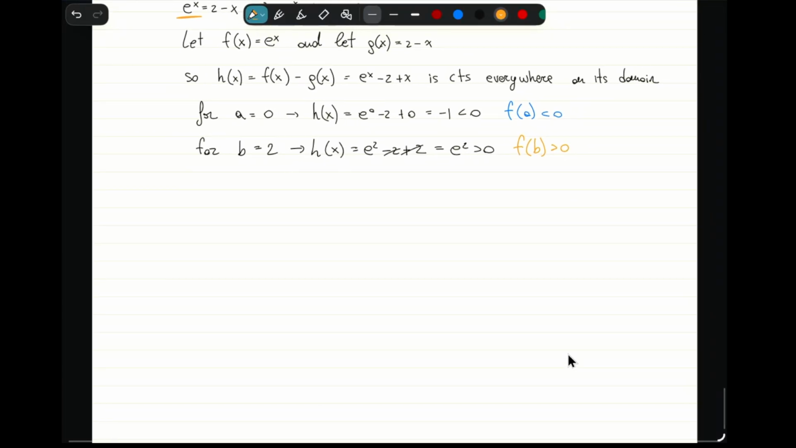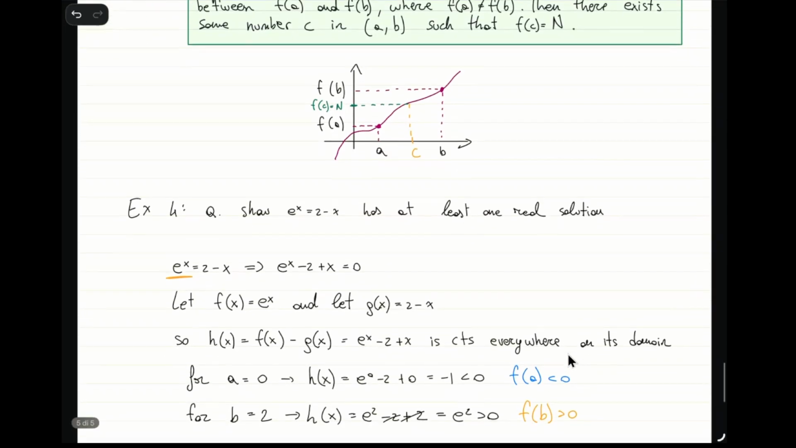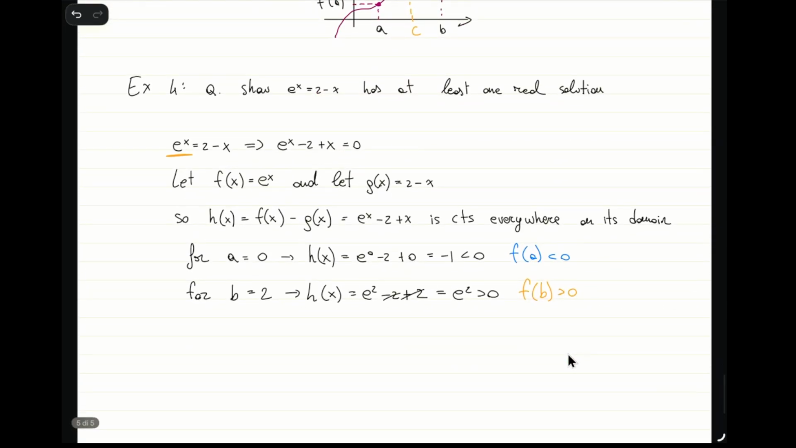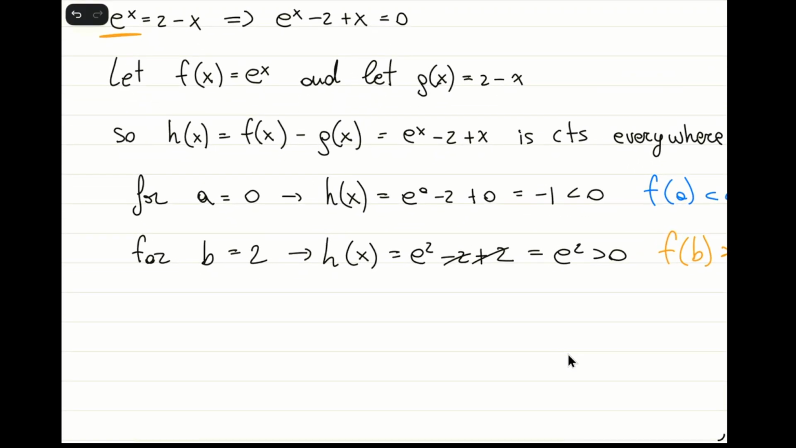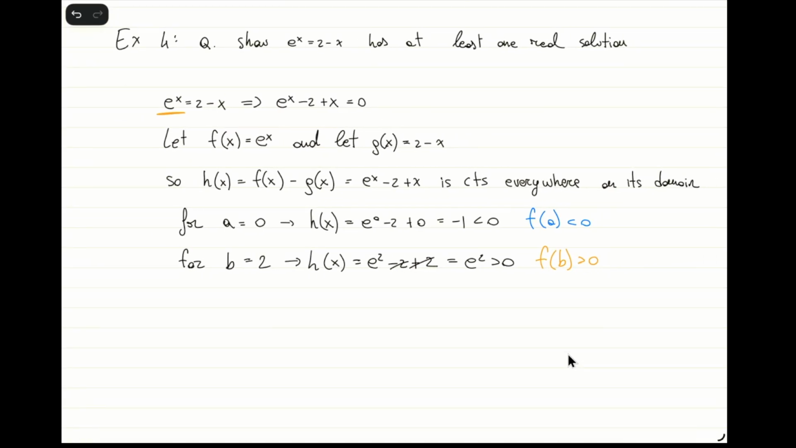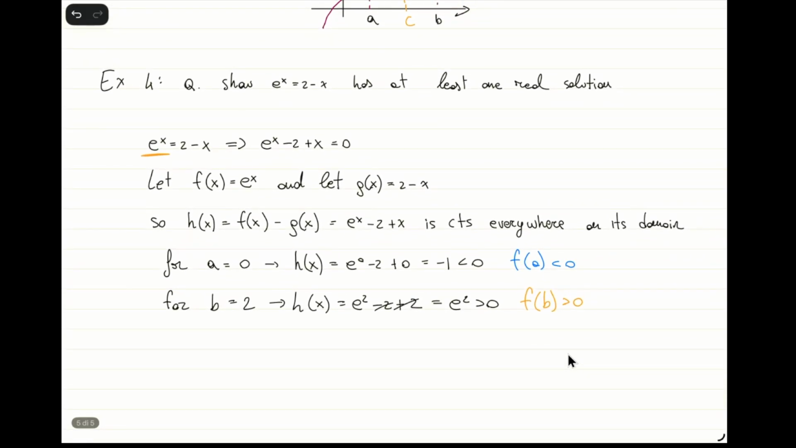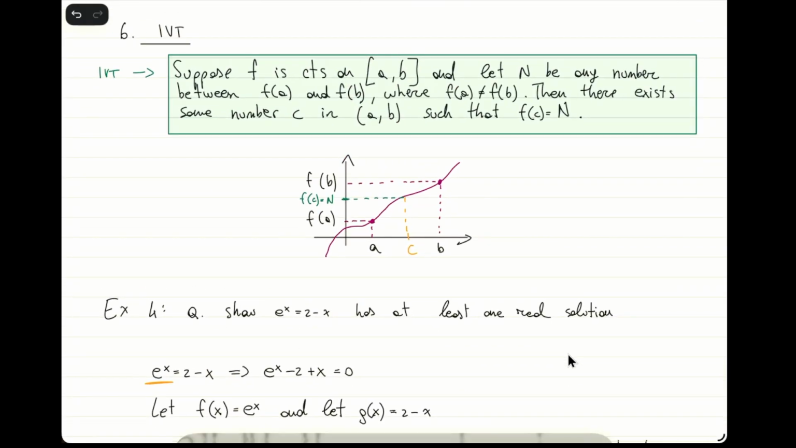We know the function is continuous. So what does this mean? Well, this means if the function is continuous at one point, which in this case could be x equals 0, I'll just say a equals 0. I say a and b because we want a closed interval. So let's check the endpoints of that interval.